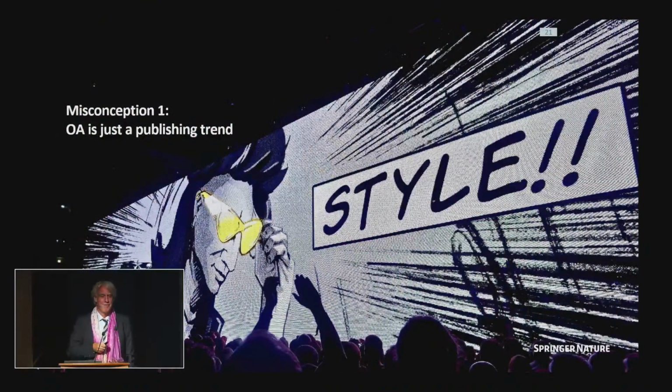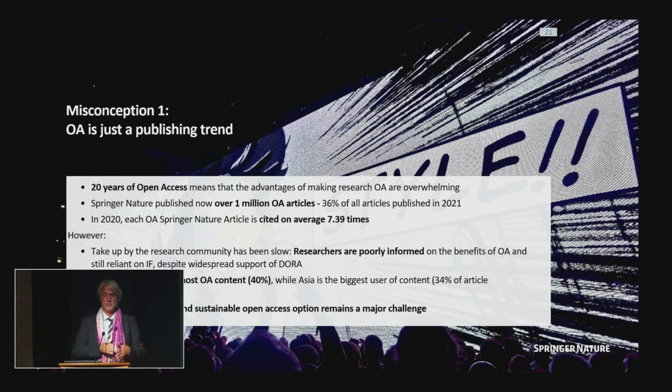The first one is open access is just a publishing trend. Open access is here to stay. It's been around for 20 years, or even longer, so many publishers are doing it, and the evidence of it being useful is absolutely overwhelming. We do know that Europe publishes most content in open access, which is 40%. Asia is, for instance, one of the biggest consumers of content, and we know that in the research communities, awareness is still relatively low. So that's the first one.